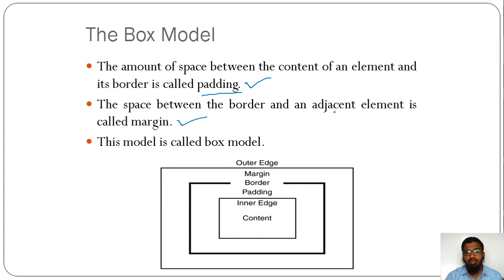So this is a model of the box: first the content, inner edge and padding, then this is the border and this is the margin. Padding means the space between the content and the border, and from the border to the outer edge is margin.